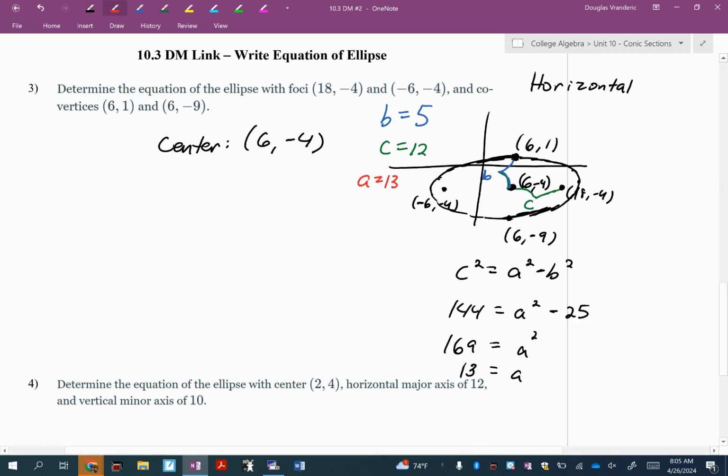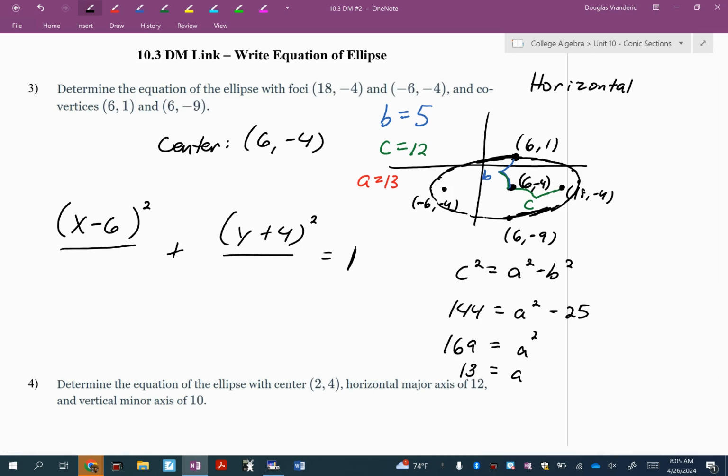So do I know the center? Do I know A? Do I know B? Do I know the type of ellipse? So let's write the answer. Okay, it's horizontal. So I'm going to put the bigger number, so A squared, underneath X. So 13 squared is 169, and 5 squared, which is B squared, is 25.